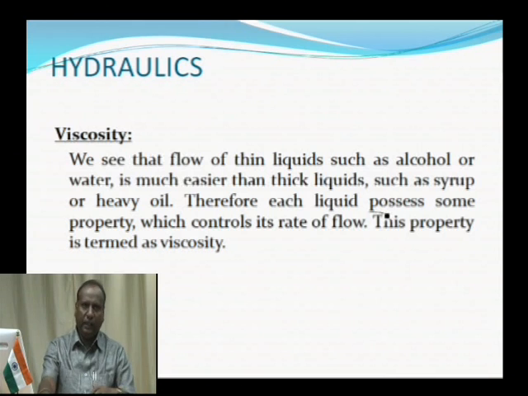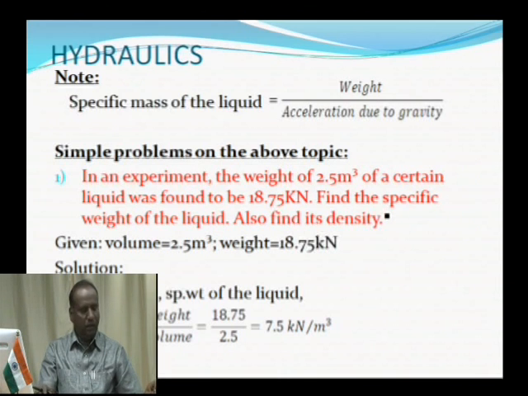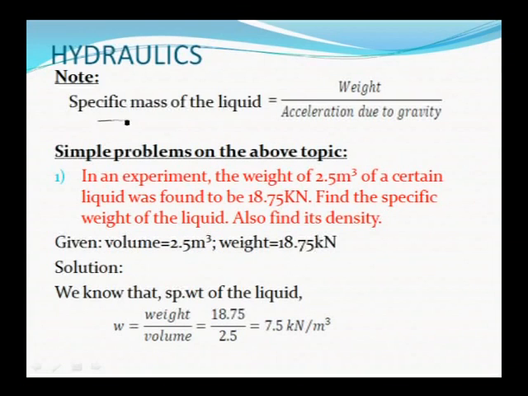Now, after understanding the different properties of liquids, we shall work out some simple problems on this chapter. Before starting the problems, we should know the specific mass of the liquid. The specific mass of the liquid is given by weight over acceleration due to gravity. Now, we shall work out the problem.